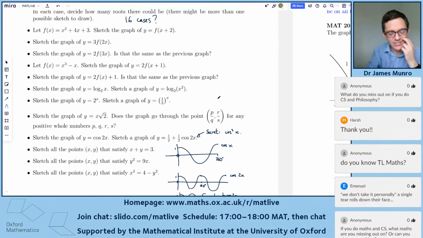I don't know if you do CS and philosophy. No, I don't know. Sorry, I don't know which bits of computer science you miss out on. Sorry, it's sort of 2 steps removed from the stuff that I work on that I'm interested in.